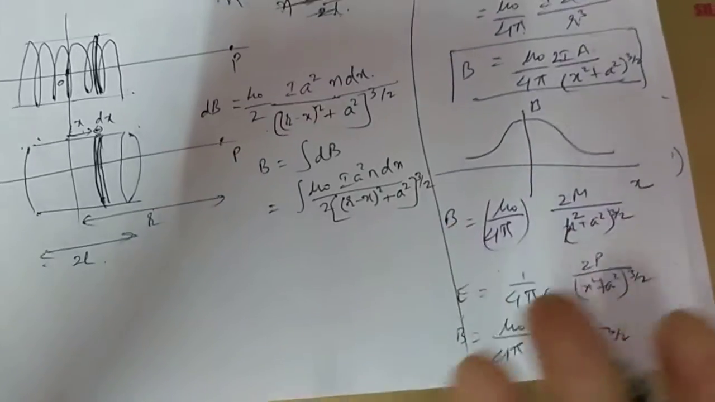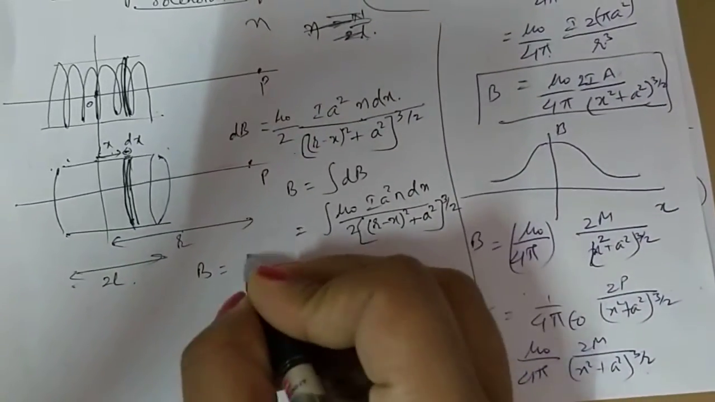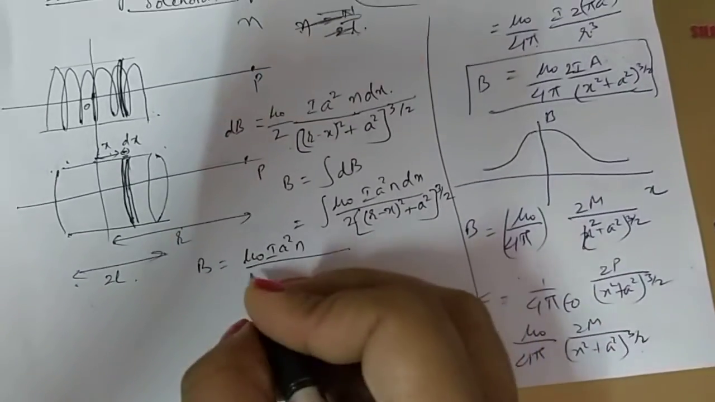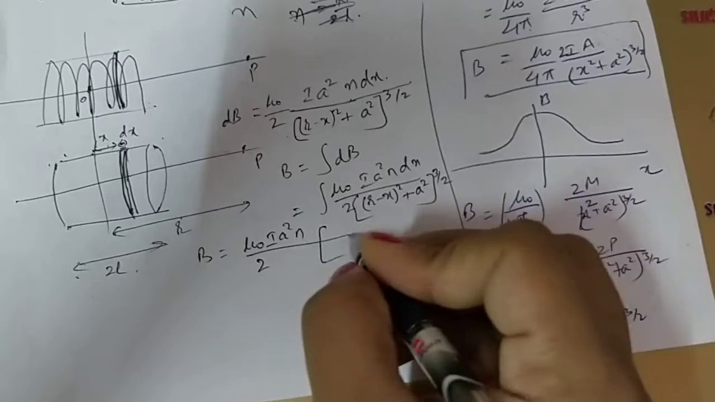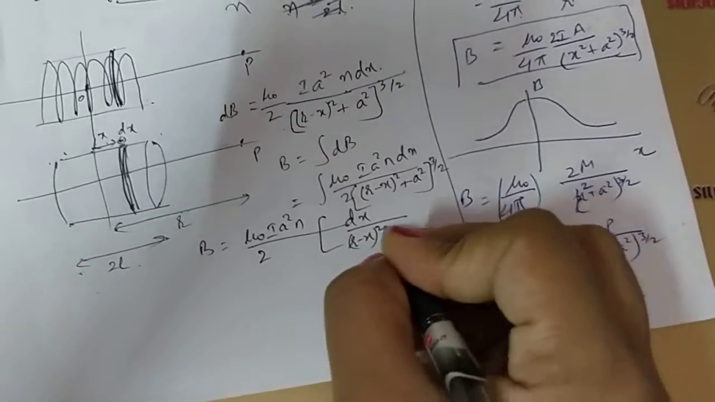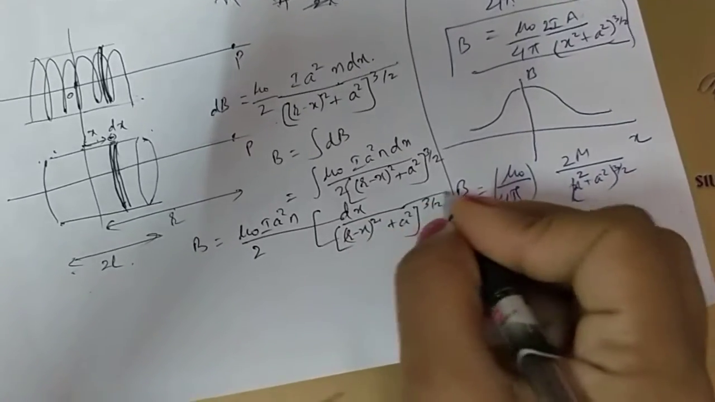Now take all the constant part outside. So the magnetic field is equal to mu naught, which is constant, I a square, n is constant, upon 2 is constant. What you get is dx upon (r minus x) whole square plus a square raised to power 3 by 2. Okay, this is the expression which we get.